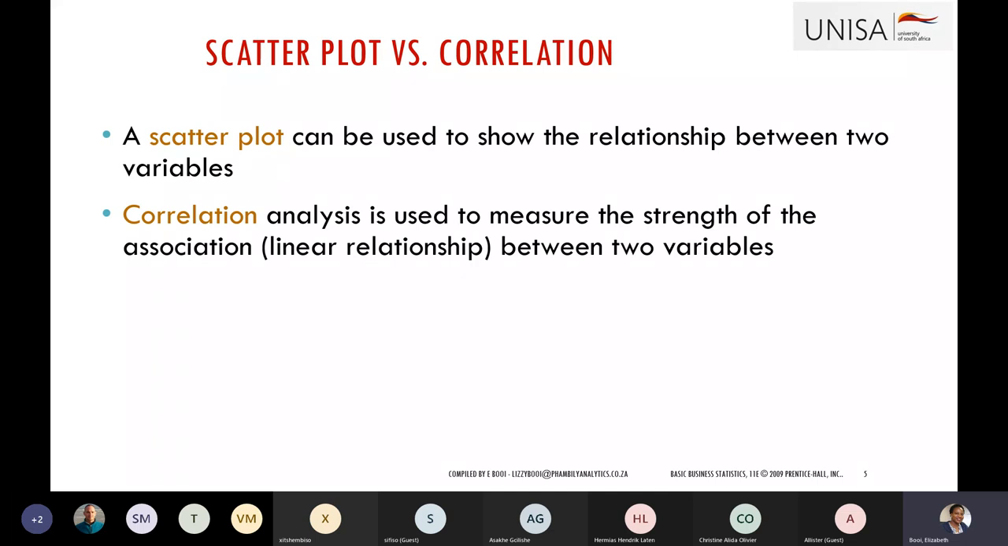So in terms of the magnitude, I'm talking about the strength of that relationship, whether the relationship is strong or weak, and it can also tell you the direction, whether it's positive or negative. So that's what correlation will do. It will give you a measure that tells you the strength of that relationship or the association.